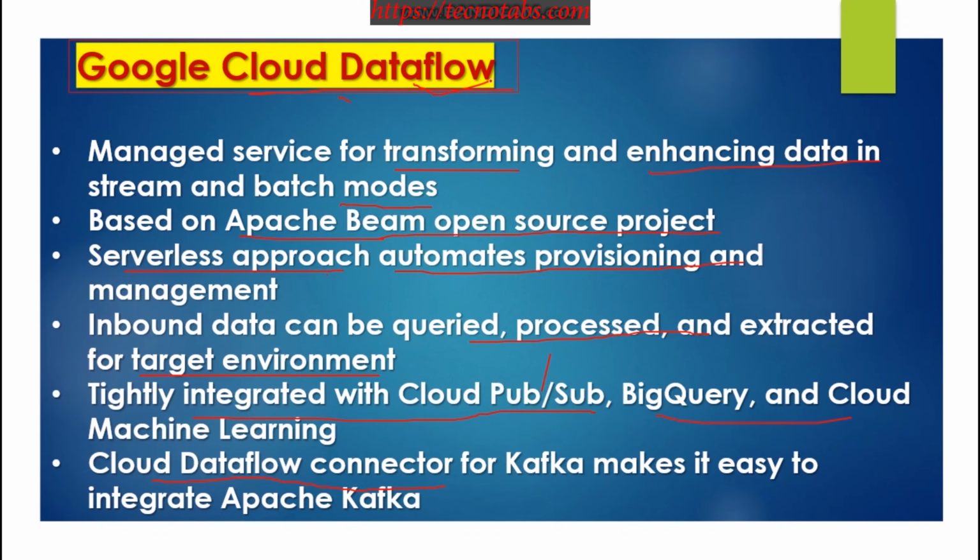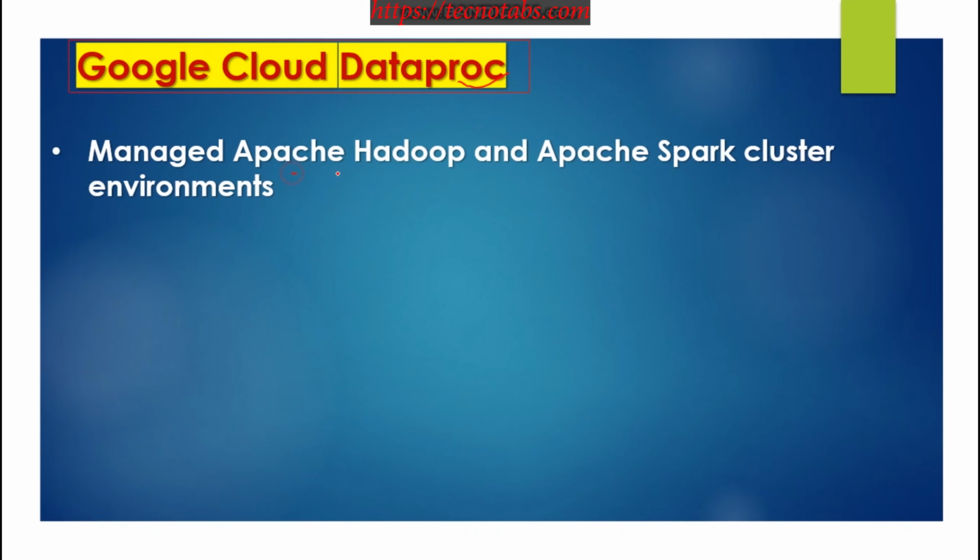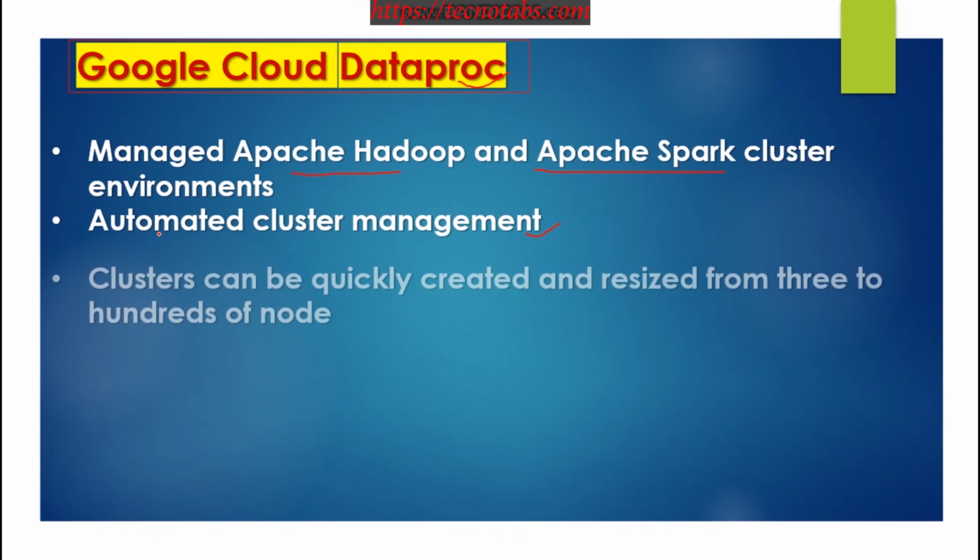Now let's move to Cloud Dataproc. So it's a managed Apache Hadoop and Apache Spark cluster environment. So if you have an application where you want to launch Apache Hadoop or Apache Spark, you should go with Google Cloud Dataproc. So it's automated cluster management. That means you don't have to do anything manually. You decide you want to launch an Apache Hadoop cluster, you just go to GCP and just by a click of a button you can launch a cluster which will be automatically managed.